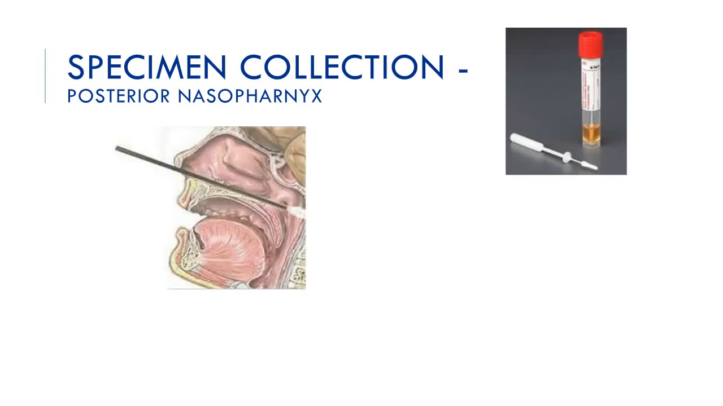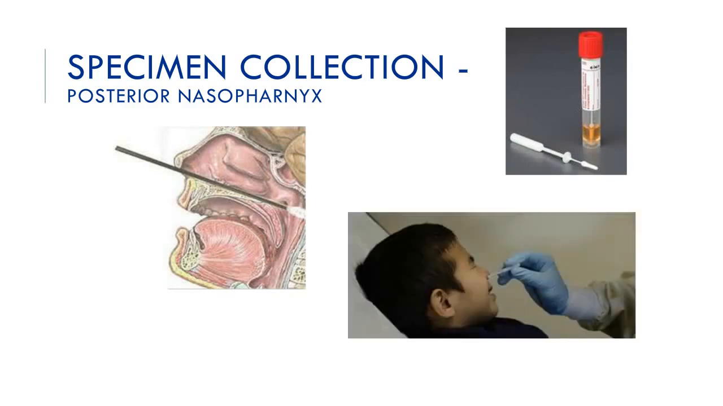Again, taking a sample from the nasal passages or the throat is not appropriate. It should be an adequately collected sample from the posterior nasopharynx, as shown here. Here you can see a young child. Again, you can see that they're using this pediatric nasopharyngeal swab in order to accurately obtain the appropriate specimen for testing.